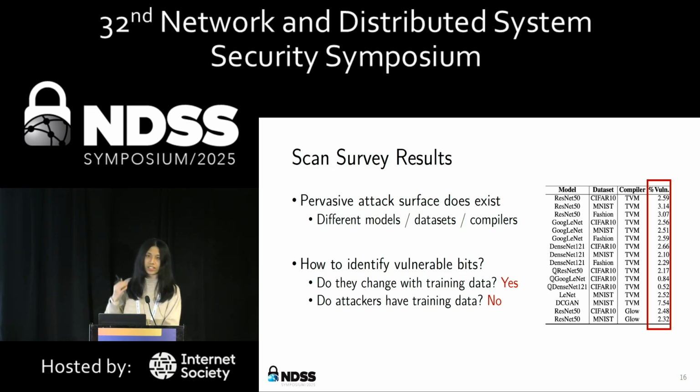So to gain more insights, we complemented the random attack experiment with a more comprehensive survey. What we found was that pervasive attack surfaces do exist in different models, data sets, and compilers. But still, how to identify those vulnerable bits? They change with so many things. For example, they change with the model weights and the training data, but our attacker does not have access to any of that information because of our restricted threat model.